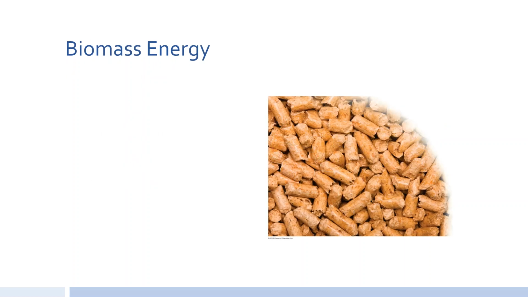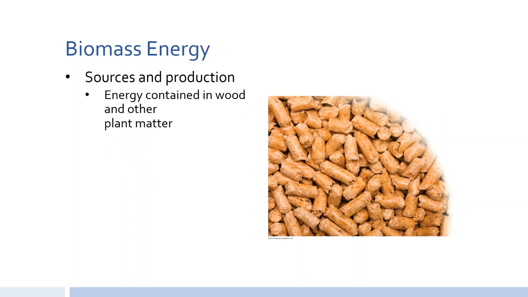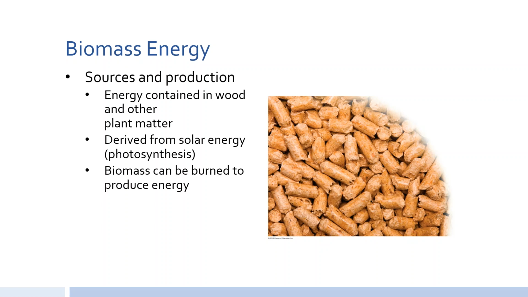Next is biomass energy. And so how do we source and produce biomass energy? This is energy contained in wood and other plant matter. These are our pellets. It's basically derived from solar energy, right? We need photosynthesis in order to produce these. And so biomass can be burned to produce energy, such as wood and charcoal, and also crop residue is sometimes burned. And then ethanol is one of the big ones.